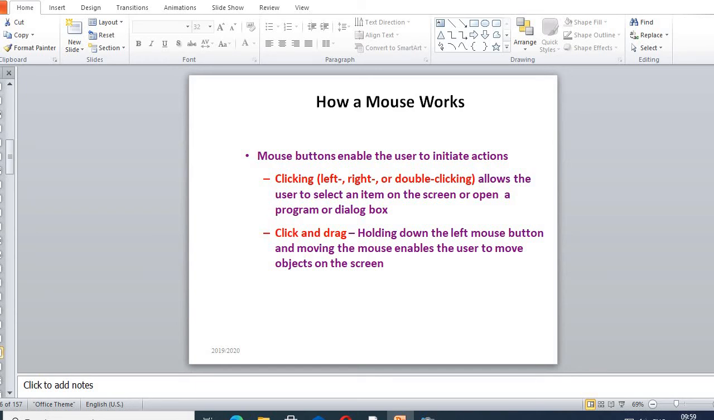How a mouse works. A mouse button enables the user to initiate actions. Clicking, left, right, or double clicking, allows the user to select an item on the screen or open a program or a dialog box.